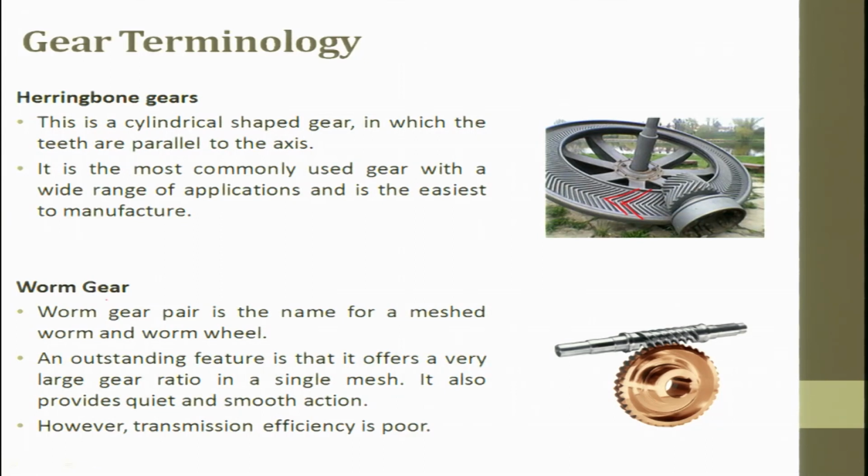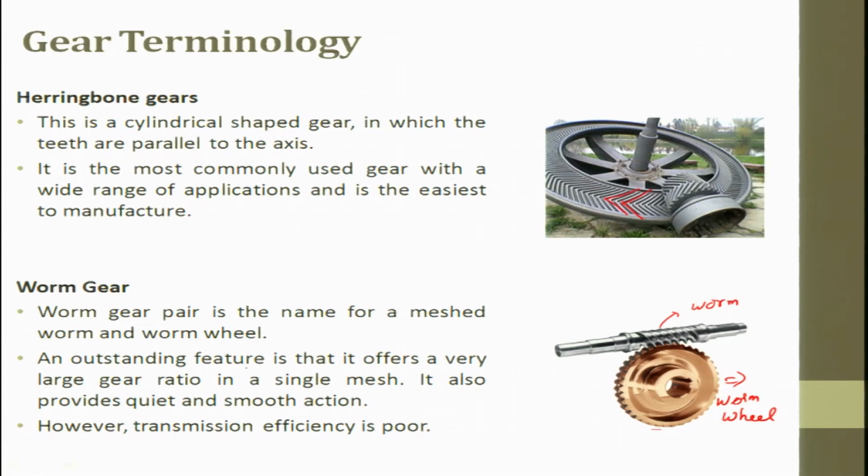Worm gear. This is a gear, and here is a helix which is maintained. So, this helix should match with this helix. We try to transmit power from one axis to another axis which is perpendicular to it. The worm gear pair is the name for a meshed worm and a worm wheel. This is called the worm wheel, and this is called the worm.